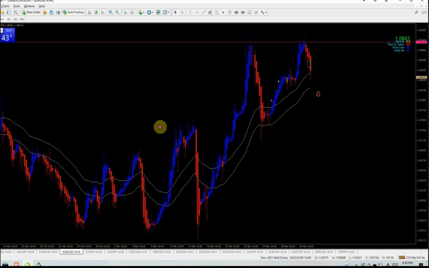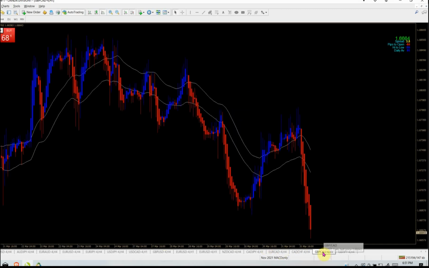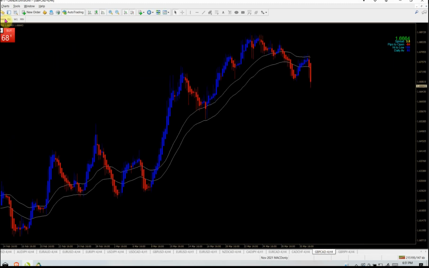I think I'm just going to leave it right there because it's kind of the same thing elsewhere. I'll just do this last one. Here's the pound Canadian on the 4 hour chart. This one's definitely heading down in my opinion. You can see we were in an uptrend. We've kind of rolled over now.